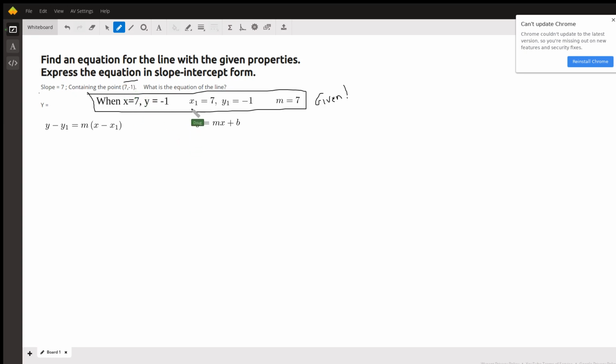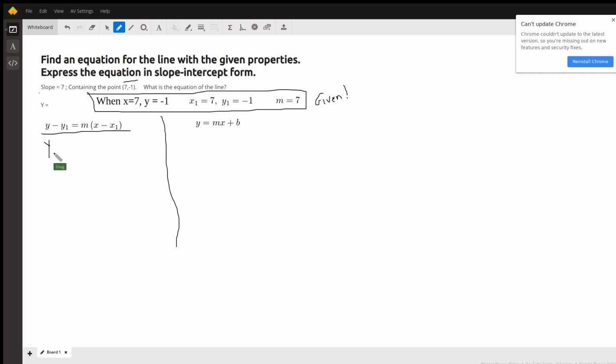Another way to think about it is that in the point-slope version of the equation of a line, x sub 1 is 7, y sub 1 is -1, and m is 7. That's the given information. You can use either of these formulas. I like to use point-slope. So I would go like this.